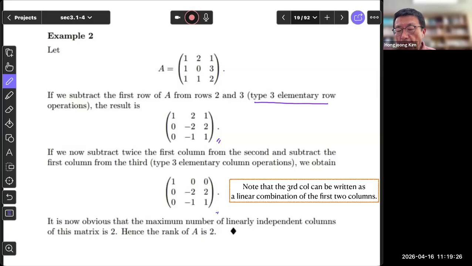If I perform such operations, then the third column can be written as a linear combination of the first two columns. So the rank is 2.